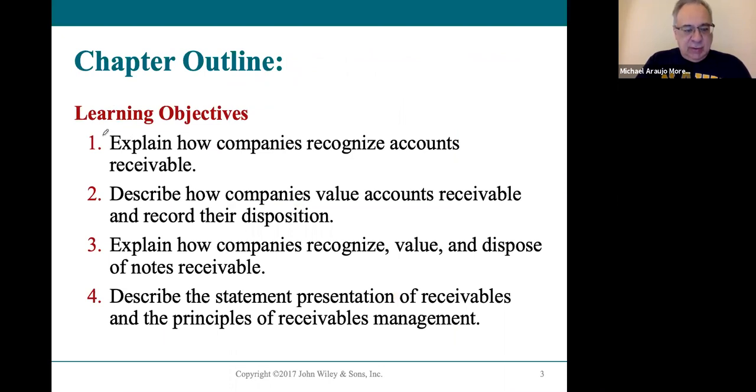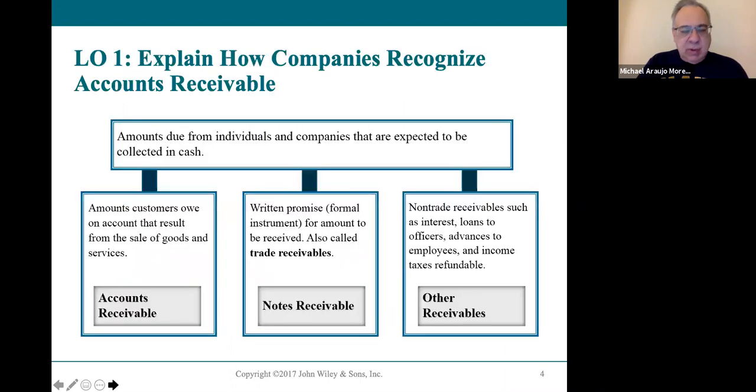Okay, so the first objective is pretty basic, and sort of explains things that you probably have seen before. So probably not a lot of new stuff here. More of it will be as we go through. So let's just start off with a nice review on receivables.